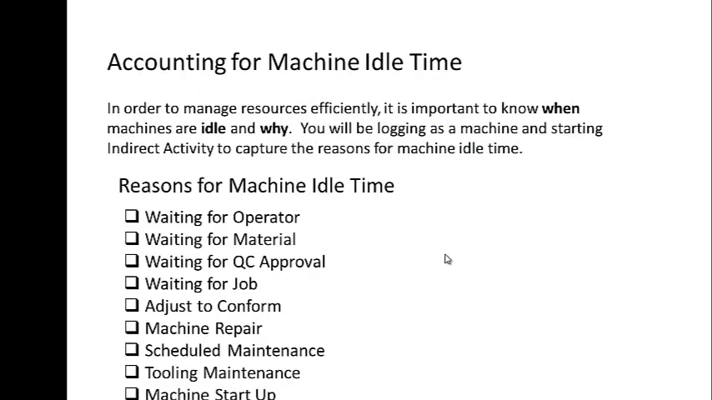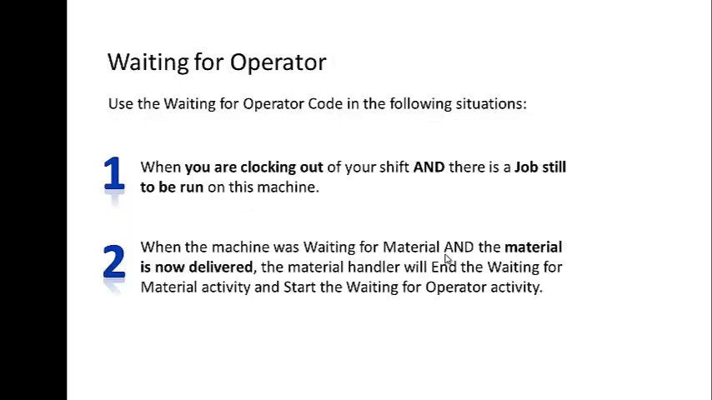So now we're going to talk about accounting for machine idle time. It's important for management to understand when the machines are running and when they're not running, and why they're not running. This will help them to better manage the company. So we've identified the following reasons for machine idle time: waiting for operator, waiting for material, waiting for QC approval, waiting for job, adjust to conform, machine repair, scheduled maintenance, tooling maintenance, and machine startup.